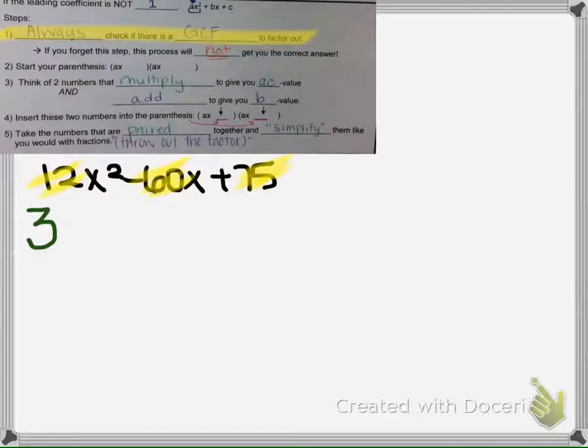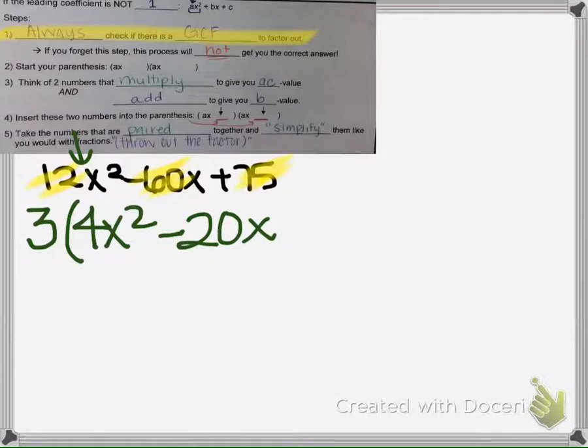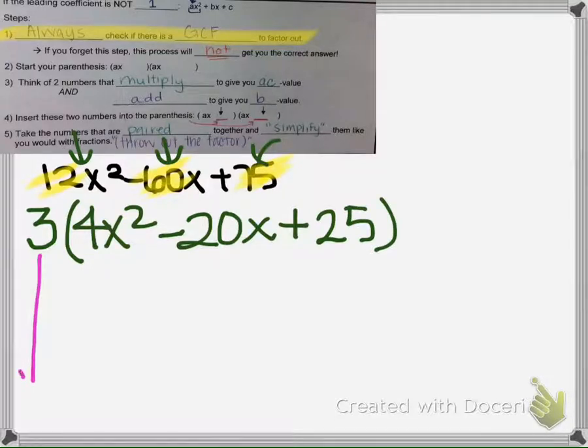variable in common, therefore. So I know that 3 times 4x squared would get us 12x squared, and 3 times negative 20x would get us this, and 3 times positive 25 would get us the 75. Now that 3 is part of our final answer, so I don't want to forget about it. So it's going to be part of this final answer that we'll have.